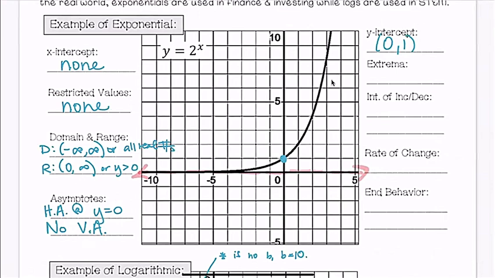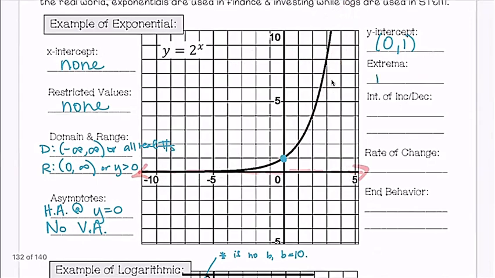Good. Moving over to the right side, we have extrema, intervals of increasing and decreasing, rate of change, and end behavior. Looking at the extrema first, extrema, remember, are maximums and minimums. This would be a maximum, and that would be a minimum. So it's when our graph changes direction, it's increasing and then decreasing, or decreasing and then increasing. As you can see, our graph actually is increasing the whole time. There is no point where it starts to decrease again, or in the first place. So we actually don't have any extrema. We're going to put none.